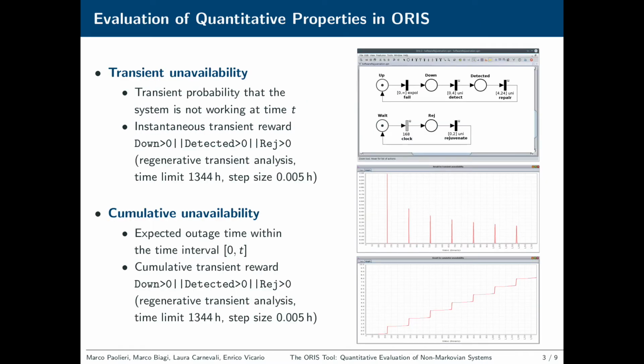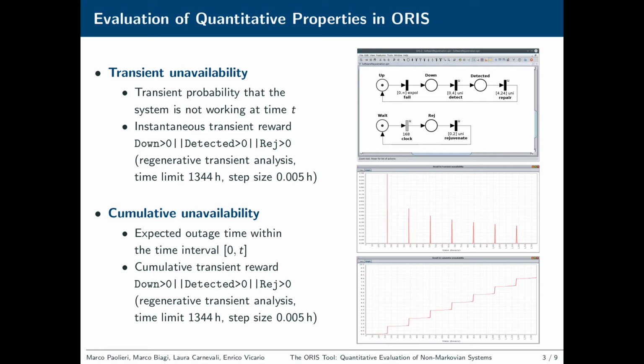After drawing a model, the user can define quantitative properties, start the analysis using various engines, and visualize or export the results. The properties are defined using rewards. Rewards are expressions built from the number of tokens inside of places. In this example, the system is not available when the component is not working, token in place down, when it is under repair, token in place detected, or under rejuvenation, token in place stretch.